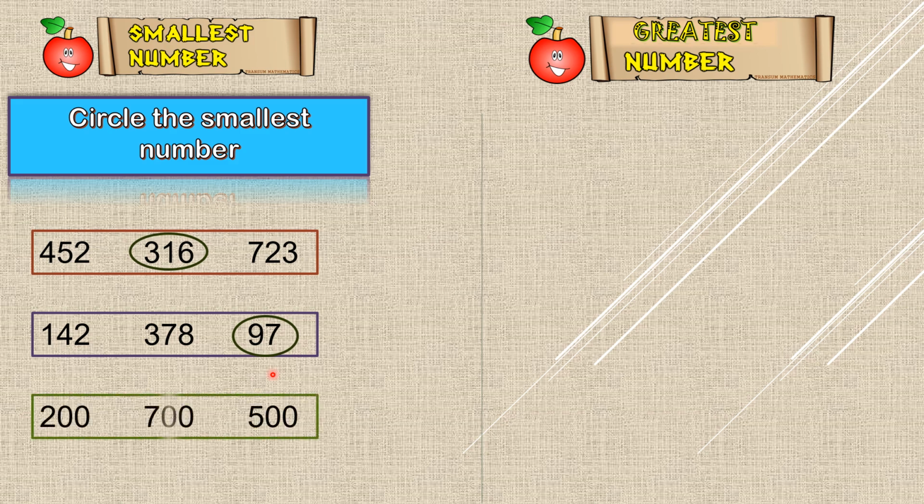Coming to the next one, 200, 700, 500. All three are 3-digit numbers. So coming to the hundreds, let's compare the hundreds and see 2, 7 and 5. Among 2, 7 and 5, 2 is the smaller number. That's why 200 will be smaller. So 200 is the smallest among these three numbers.